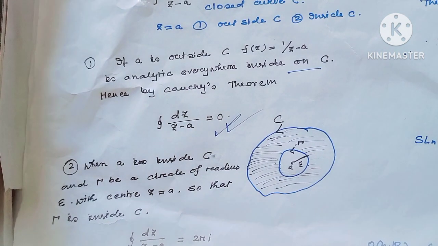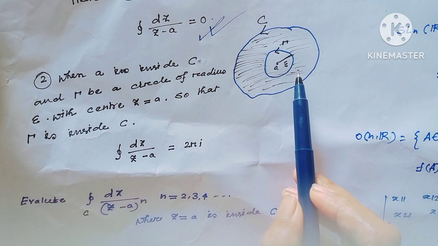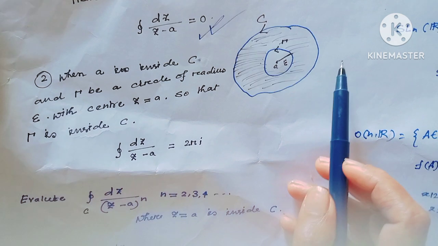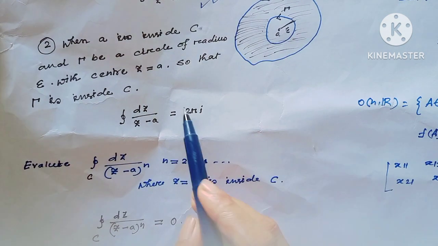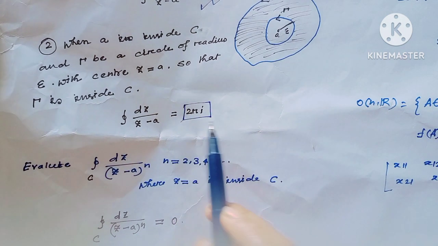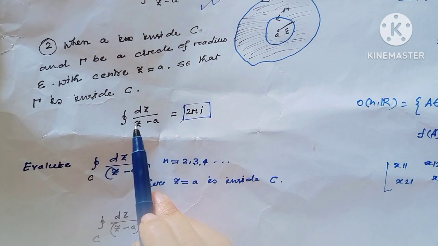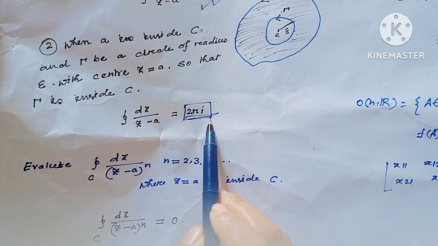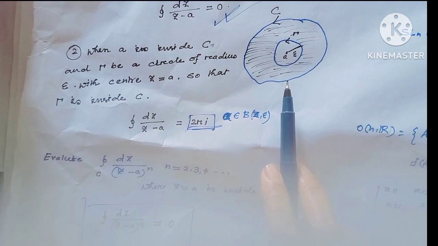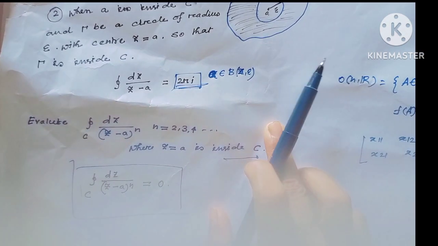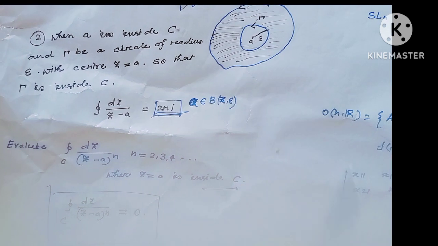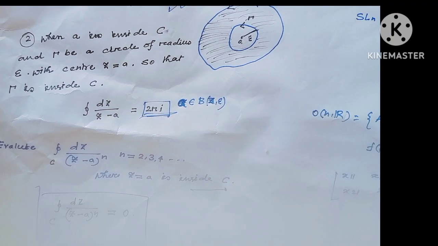always 0. And when z equal to a is inside the circle, then integration along this curve, this value would be 2 pi i. I had seen dz over z minus a, this value is 2 pi i, because at the point z equal to a, the function is not defined, meaning the function is not analytic at the point z equal to a.